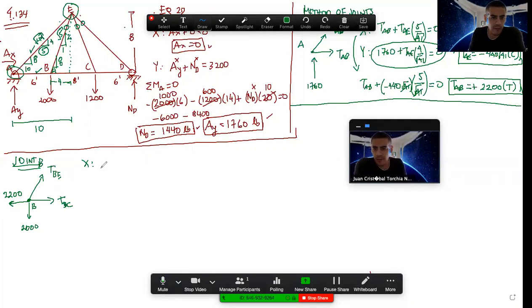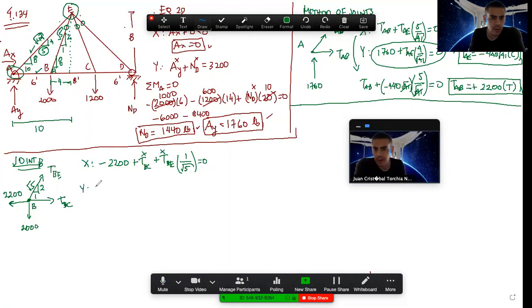So for X, I have the minus 2200 going to the left, the plus TBC going to the right, and the plus TBE, but only some part of it. It doesn't allow me to put the B completely. So remember that I already had this triangle. It was 1, 2, square root of 5. I care about the horizontal part, which is 1 over square root of 5. So equals 0. Therefore, from here, two unknowns, I cannot solve it right away.